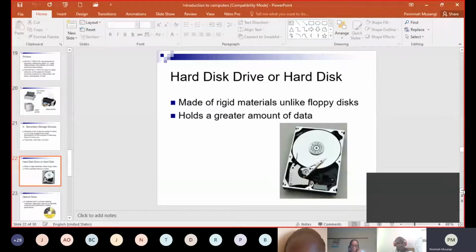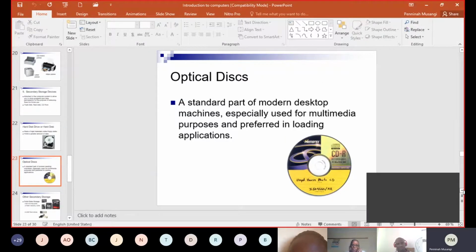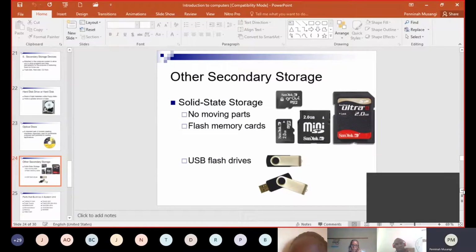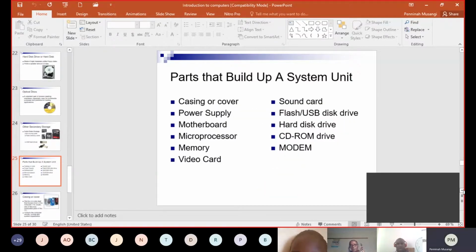This is an example of a hard disk. And these ones are made of rigid materials, unlike floppy disks, and they hold a greater amount of data. These ones are the optical disks. Other storage devices, we have now the USB flash drives and the solid state, the SDs, the solid state storage. And now, what we call the CPU.